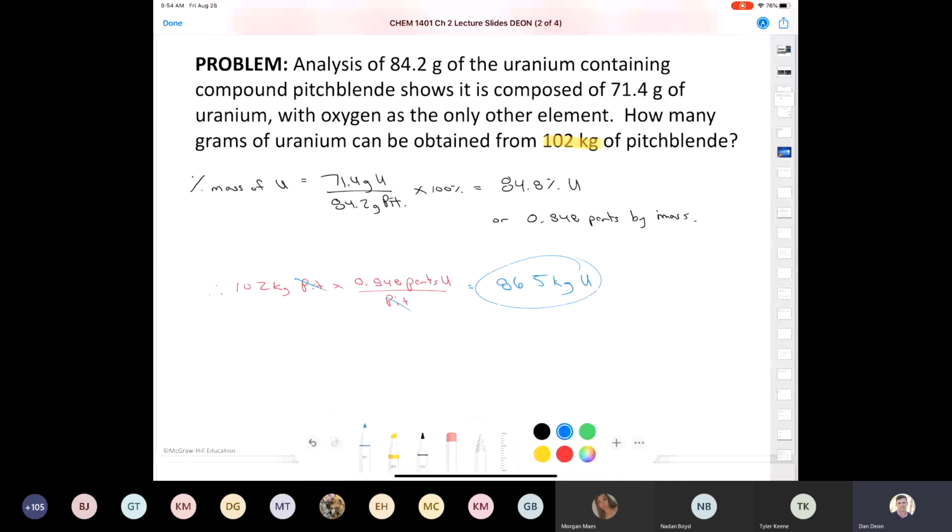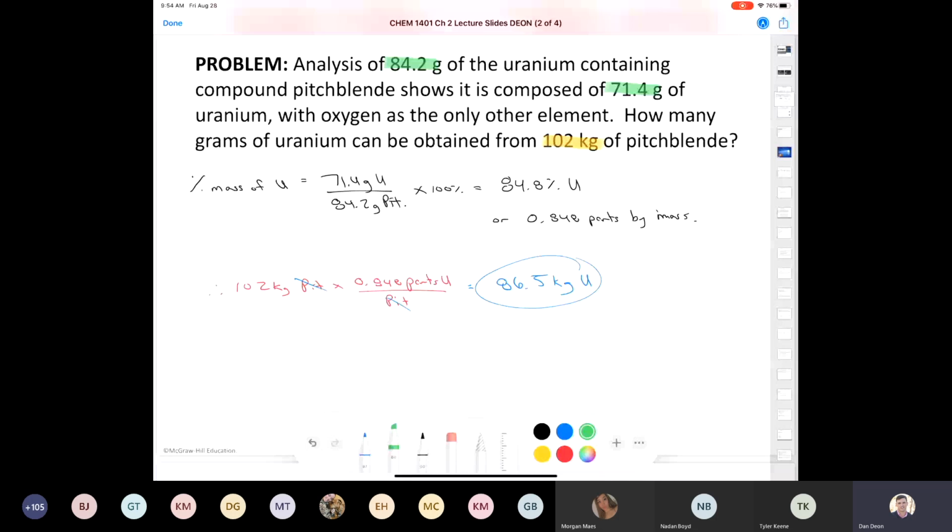Now I see some discussion here about grams and kilograms. Remember, I didn't have to convert it, like Brittany says. Grams doesn't matter for solving the second part of the problem, right? The first things they give us are 84.2 grams of pitchblende containing 71.4 grams of uranium. All I used that for was to solve the mass percent of uranium in pitchblende.